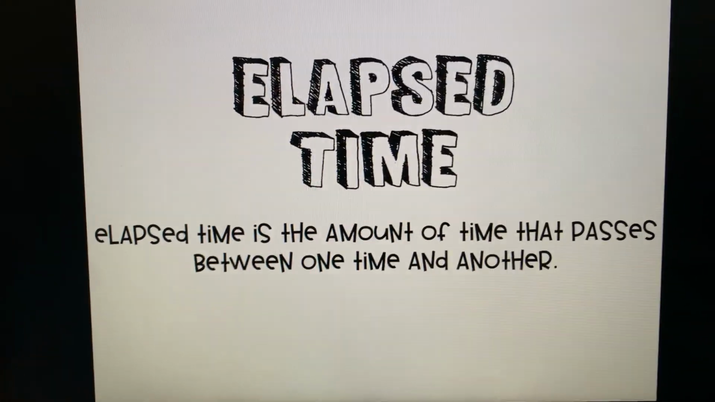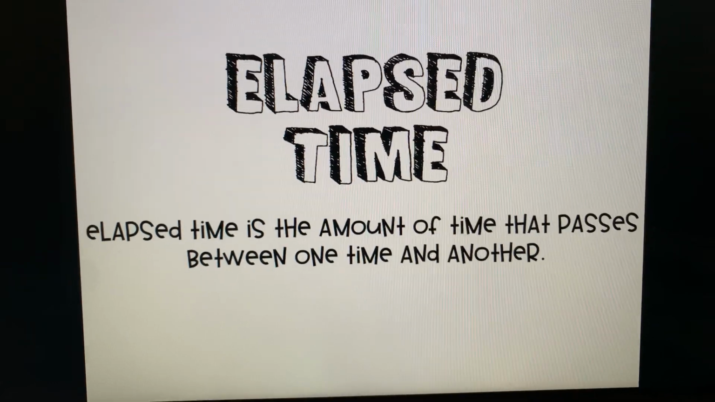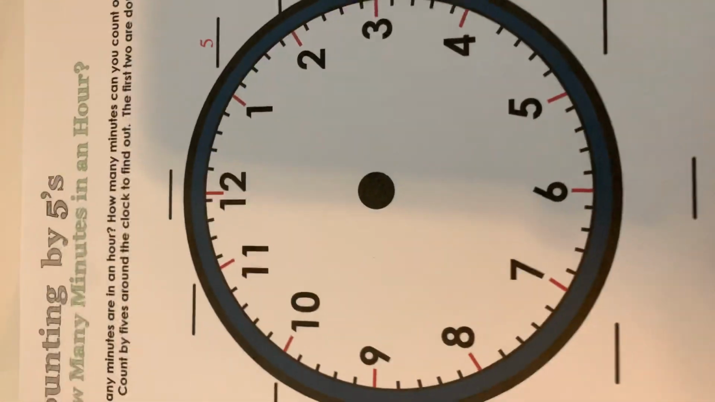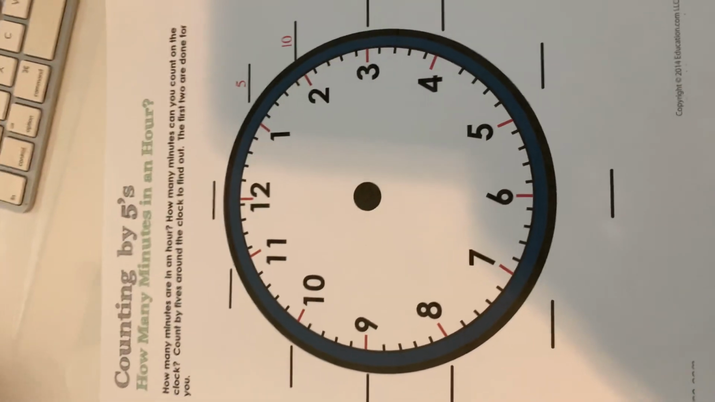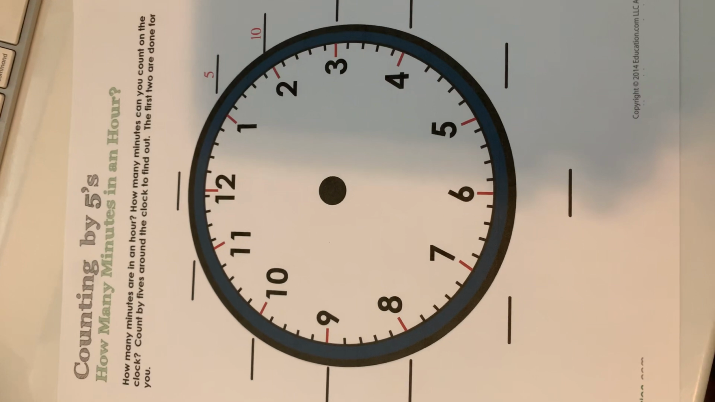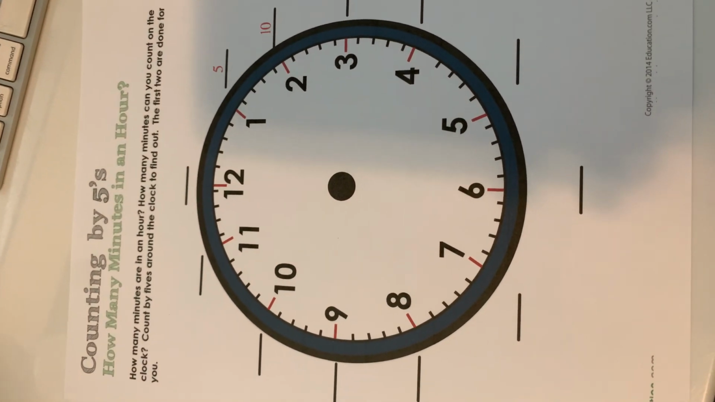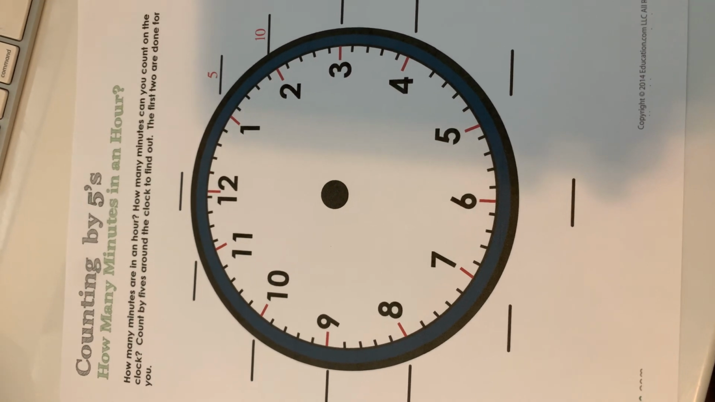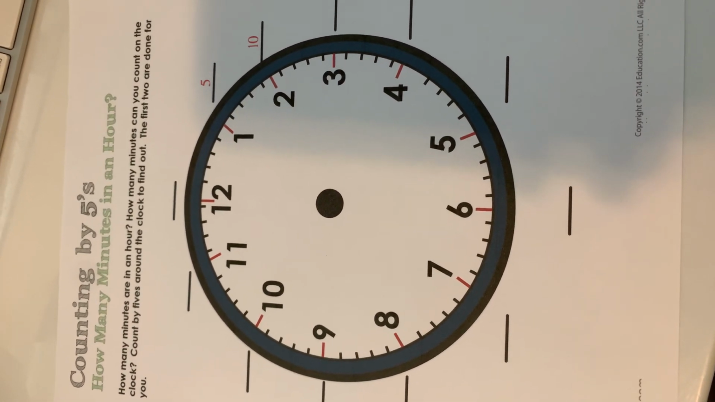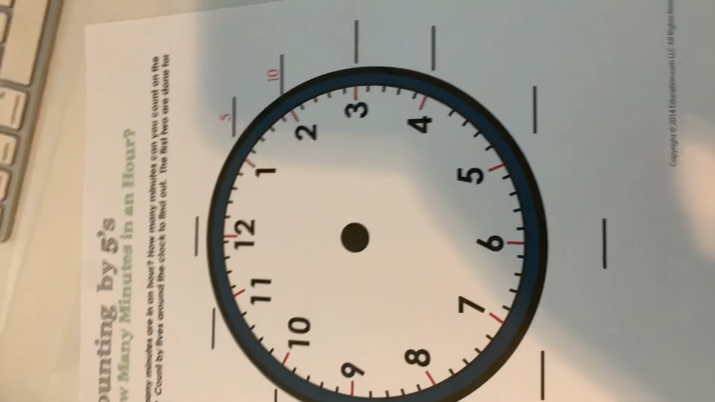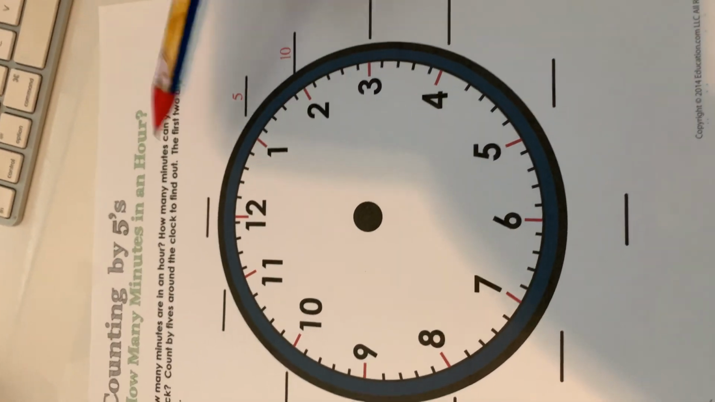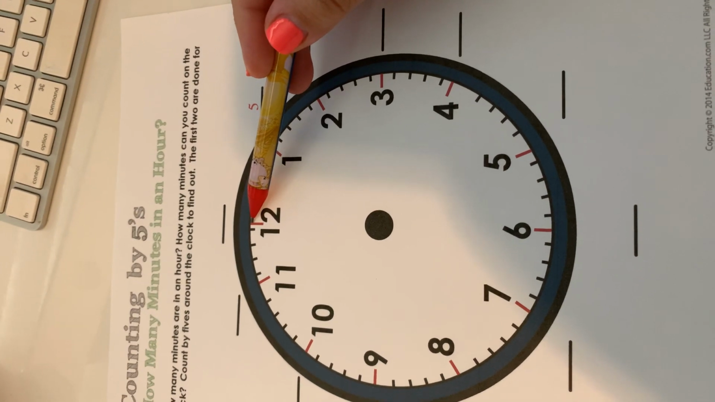What we need to do first is make sure we have a really good basis of the clock. So I'm going to look at the clock with you today. I have this one right here. Before we begin, I want you to think about how many minutes are in an hour. How many minutes are in an hour? Let's look together. We're going to start at the top of the clock, which is at 12.